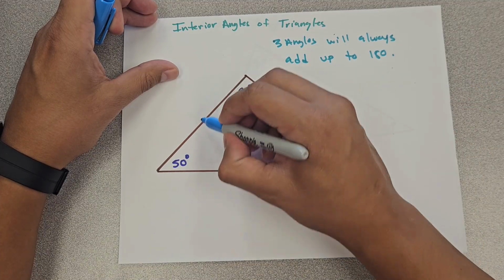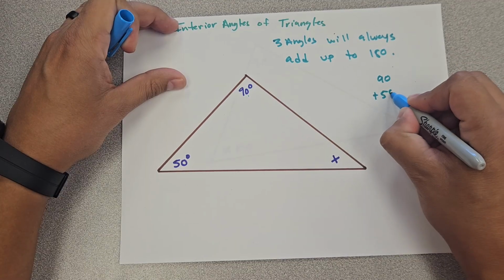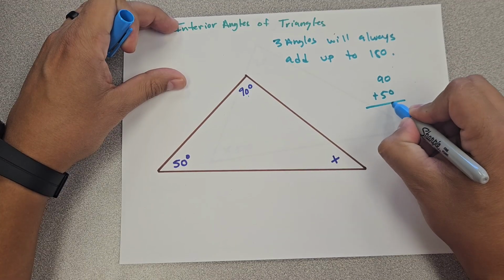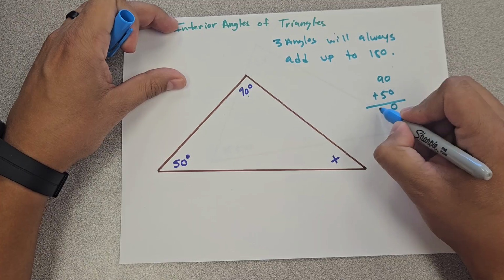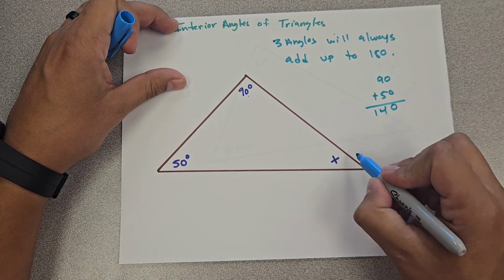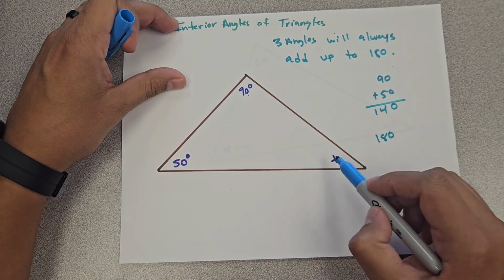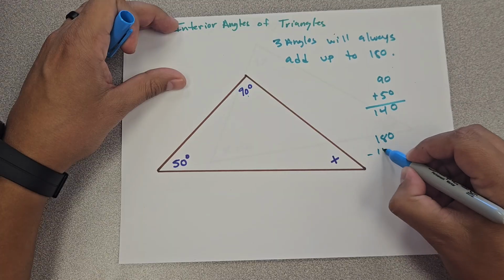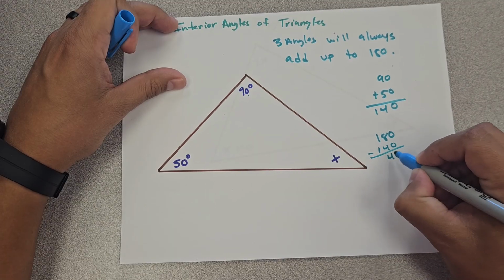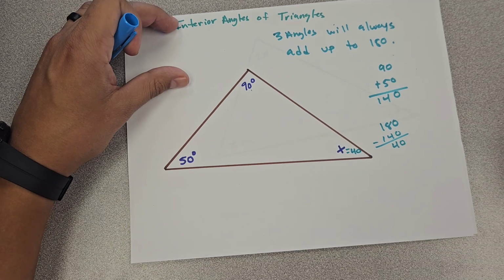Okay, so we have these two angles here, and we know what they are. So we can go ahead and add these two angles together. 90 plus 50 equals 140. Now we can go 180, because I know that these three add up to 180, minus the two angles I know, which gets me 40 degrees.